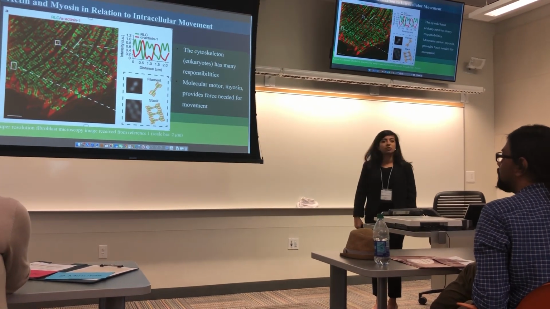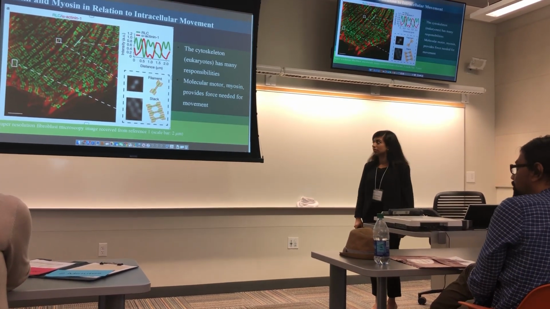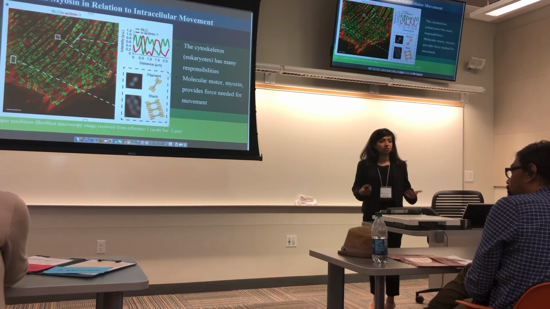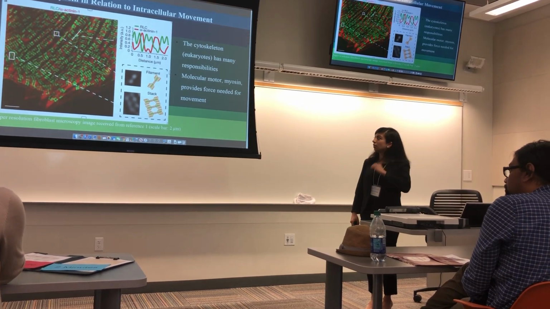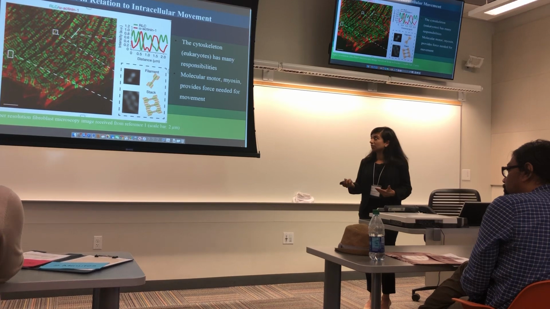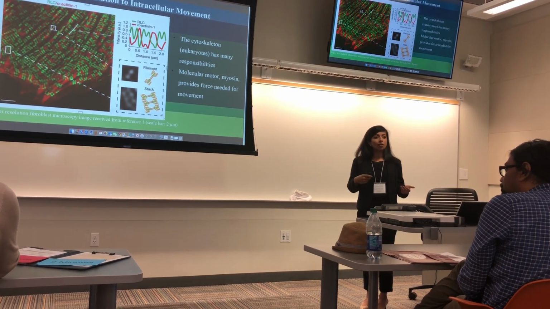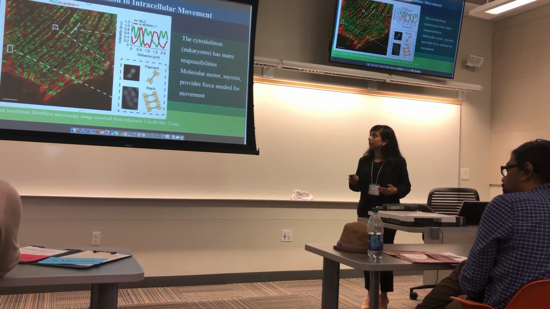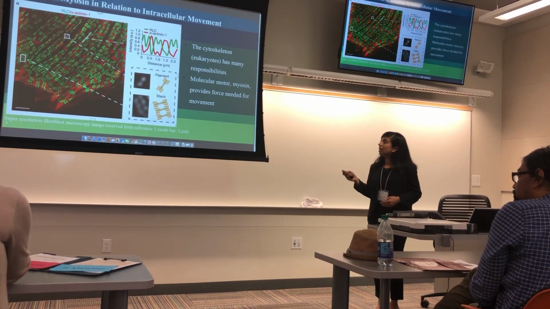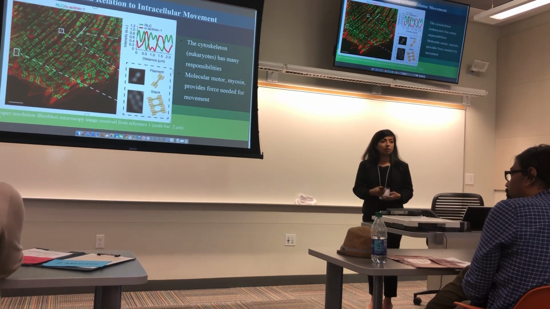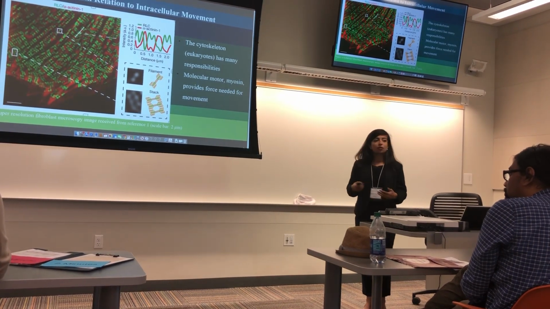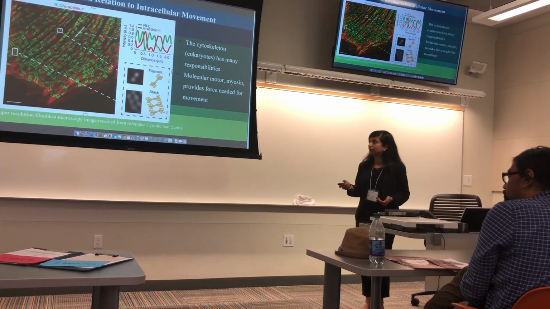The cytoskeleton, which is found in eukaryotes, has many responsibilities. Many of them are structural responsibilities in the cell. There are many components of the cytoskeleton. An important one is actin, which is a fiber that is able to grow and shrink through polymerization and depolymerization. Another one is myosin. This is a molecular motor, and what it does is it provides a force which is necessary for movement in the cell.